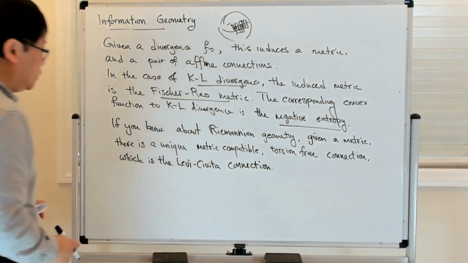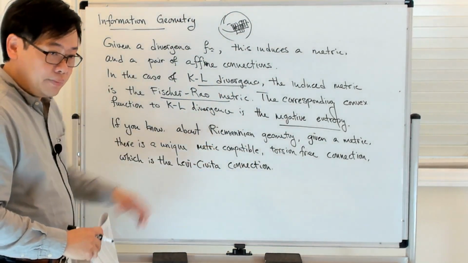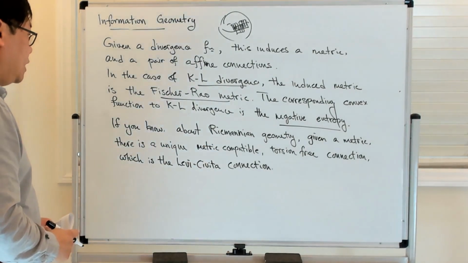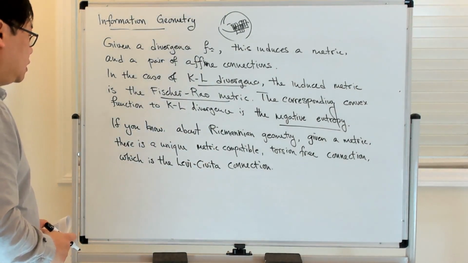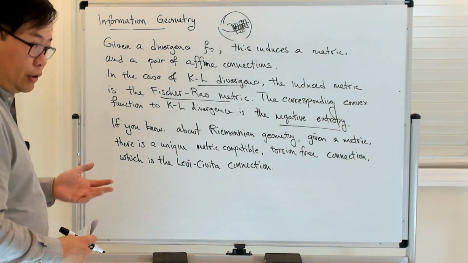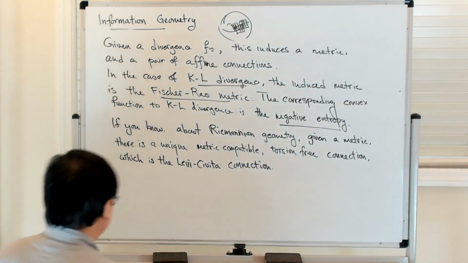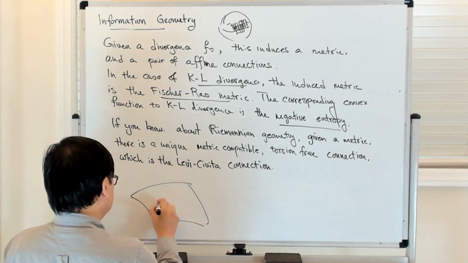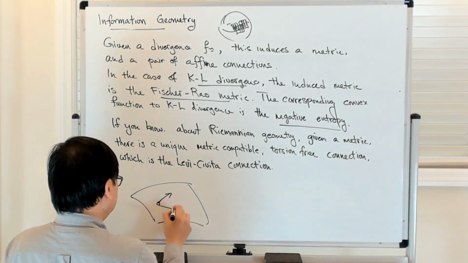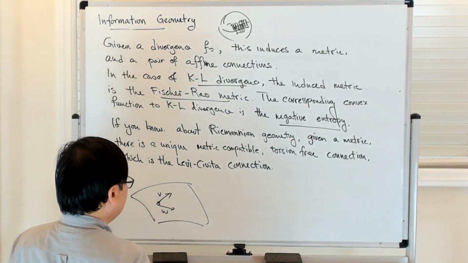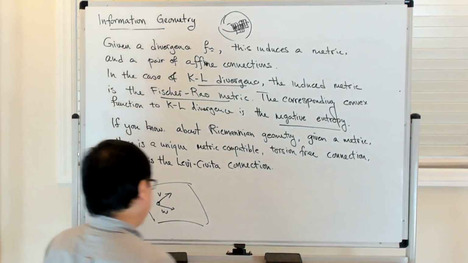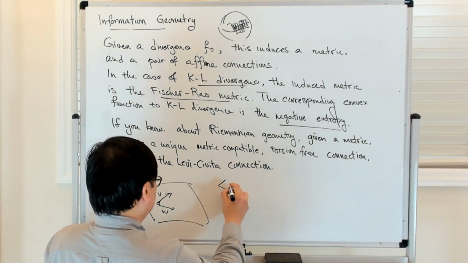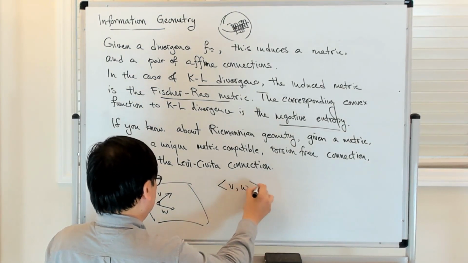Okay, so let me focus on this idea of metric compatible. So what does it mean for a connection to be metric compatible? It is the following. You have this curved space, and now imagine you have two vectors, let's call them v and w. Given v and w at a point, you can look at the inner product between them.